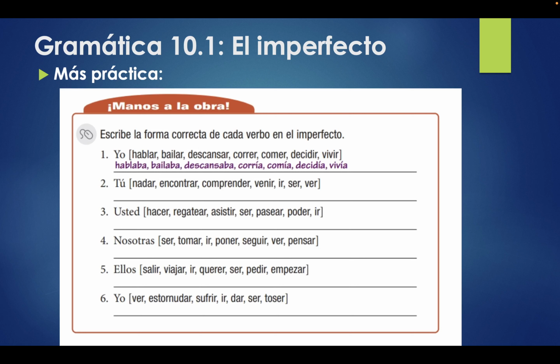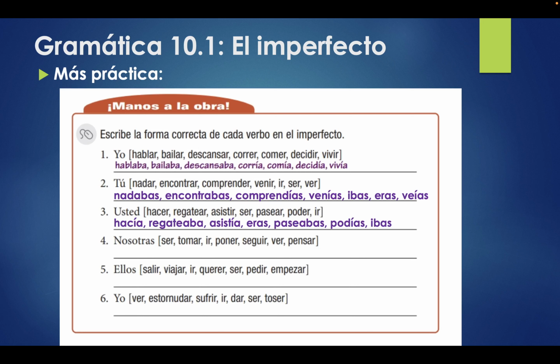All right, awesome. If you need more time, you can always pause. But here we go. So, nadabas, encontrabas, comprendías, venías, ibas, eras, and veías. So you got those three irregulars mixed in there at the end. Let's try another one. Usted. You can go ahead and pause. Give these a try. You should have hacía, regateaba, asistía, eras, an irregular one there, paseabas, podías, and ibas, another irregular on the end. So the goal here is just that you're practicing saying these out loud and then checking your answers.